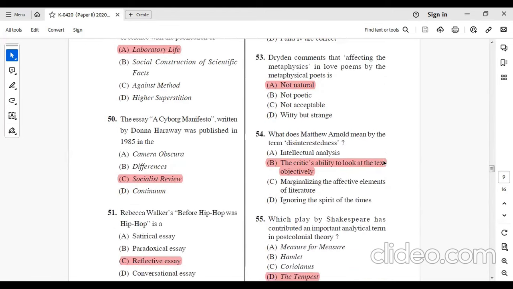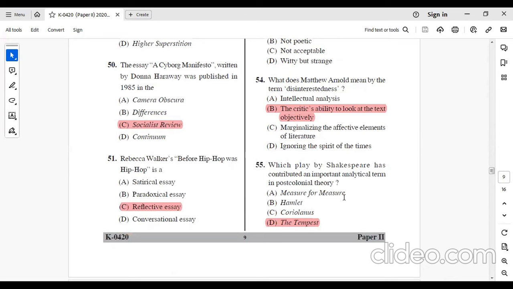Then question number 54. What does Matthew Arnold mean by the term disinterestedness? It means the critic's ability to look at the text objectively. That ability is called disinterestedness according to Matthew Arnold. Then which play by Shakespeare has contributed an important analytical term in post-colonial theory? The play The Tempest.